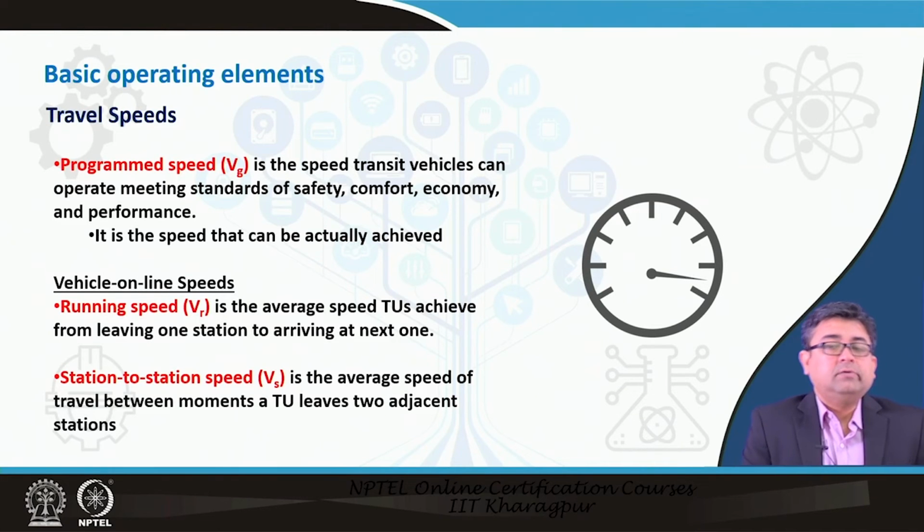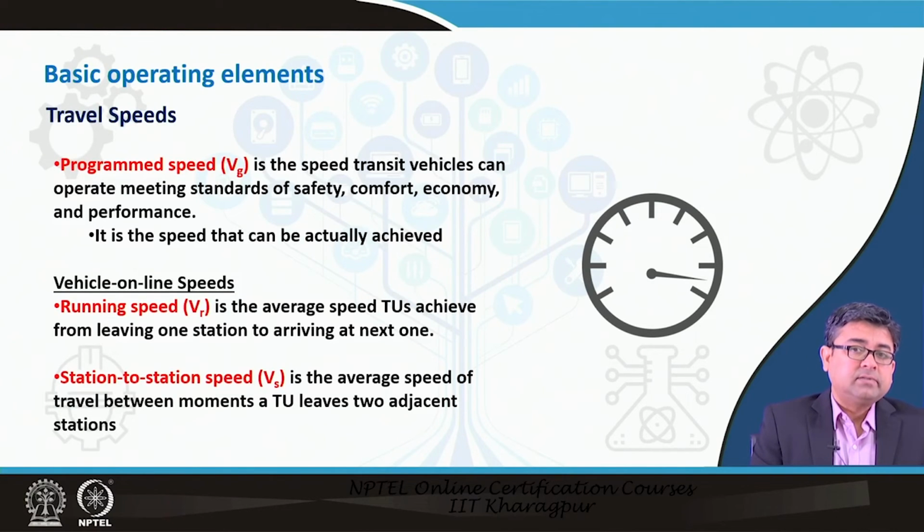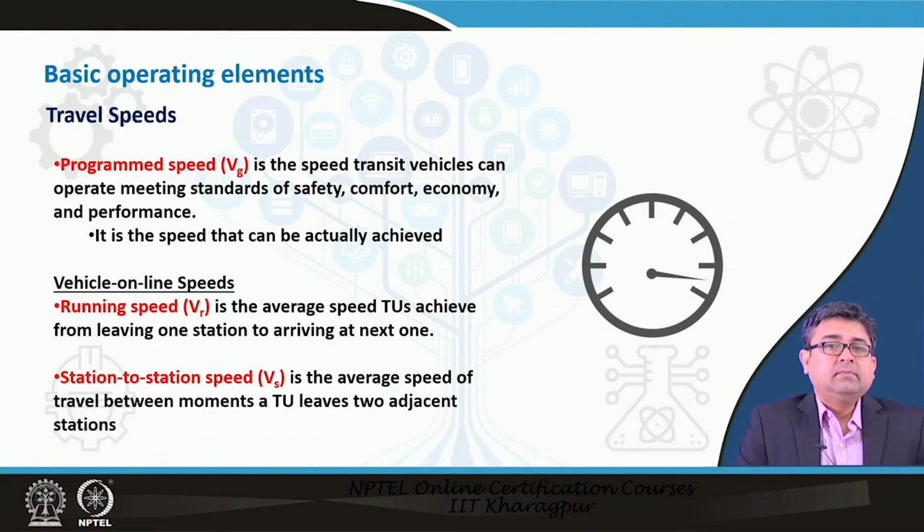Similarly, you will find a lot of similarities with the travel times that we looked at in the earlier definitions. So, this is the average speed TUs can achieve from leaving one station to arriving at the next one. There may be different types of vehicles running on the same line. What is the average speed that all of these TUs have achieved?